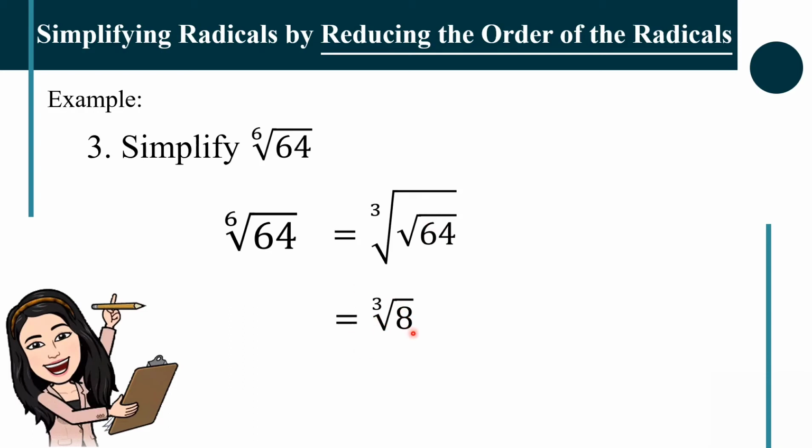By the way, is the cube root of 8 a perfect cube? Is 8 a perfect cube? Yes, because 2 times 2 times 2 is equal to 8. So therefore, we can still simplify it into 2. So therefore, the final answer is 2.